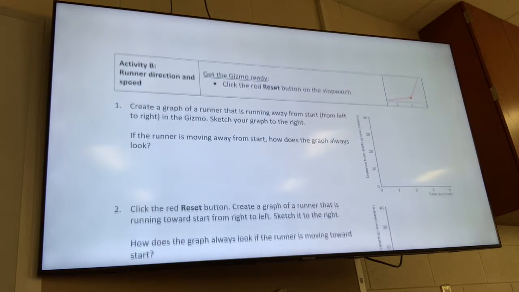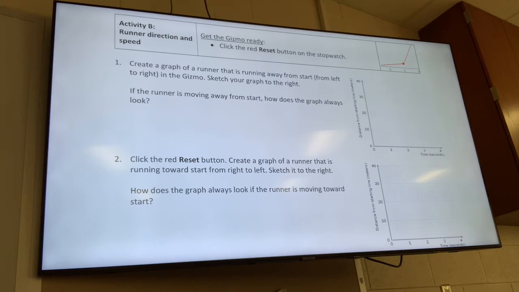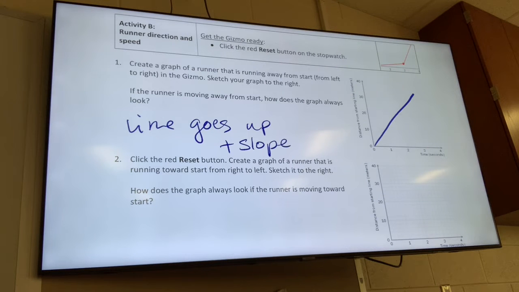For the next part, we were looking at the direction of the runner. So for activity B number 1, they wanted to know, what does a graph look like if your runner is going away from the starting position? Does your line go up or down? So the line is going to go up, which means it has a positive slope. Right? Positive slope. You're going to run in the positive direction, to the right.